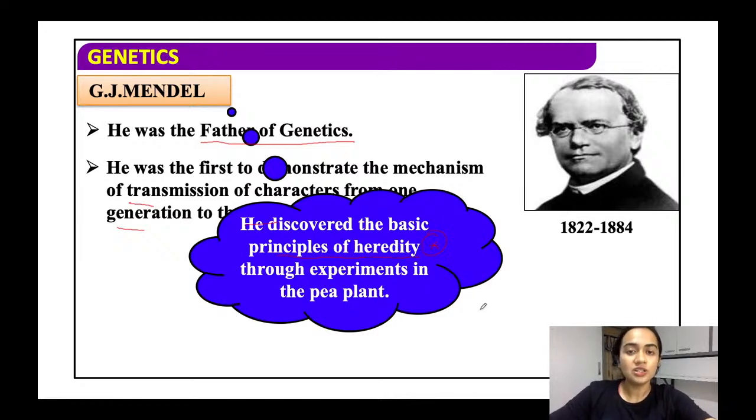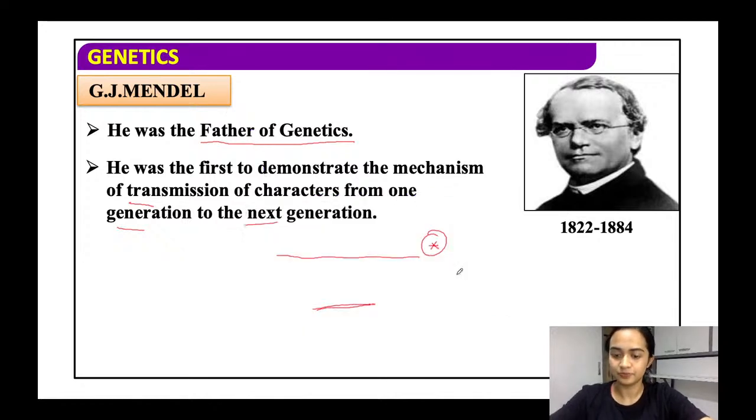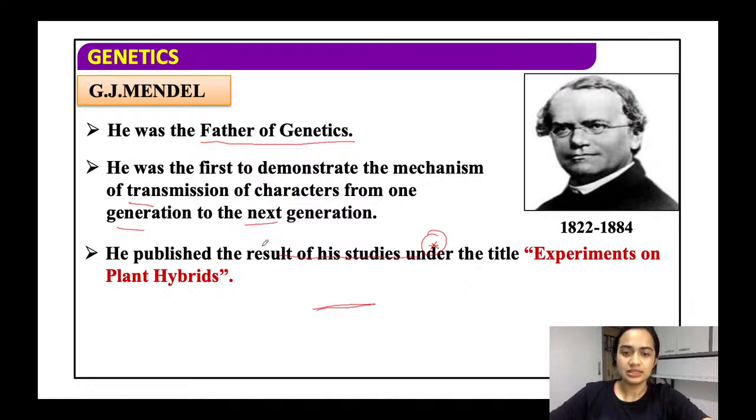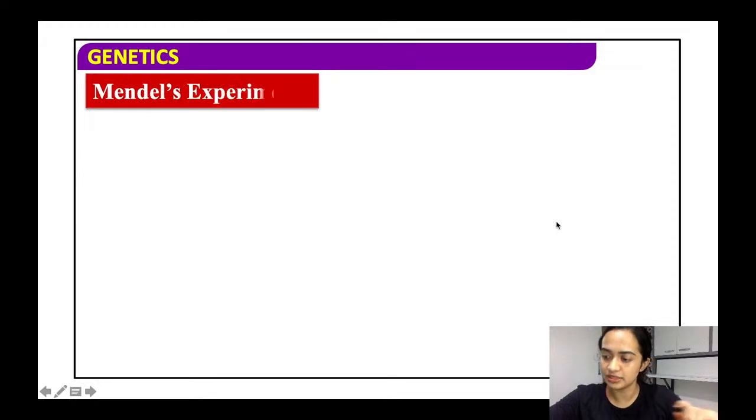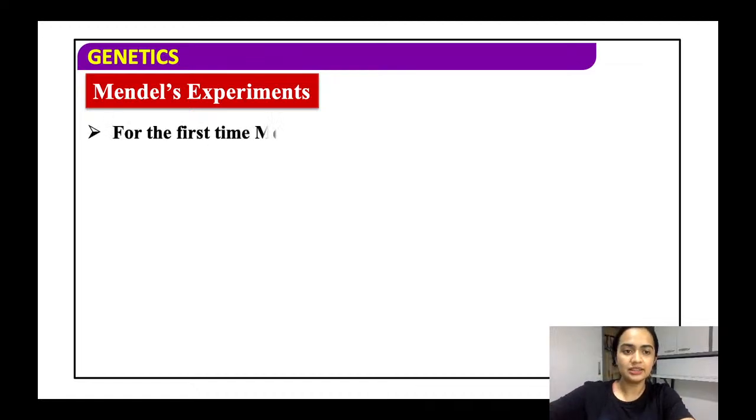And in which organism did he do the study? It is the pea plant, Pisum sativum, commonly known as the garden pea. Clear? Yes. So he published the result of his studies under the name of Experiments on Plant Hybrids. Another very important point: this is the name of his journal, Experiments on Plant Hybrids. Yes, it was the pea experiments that we are talking about.